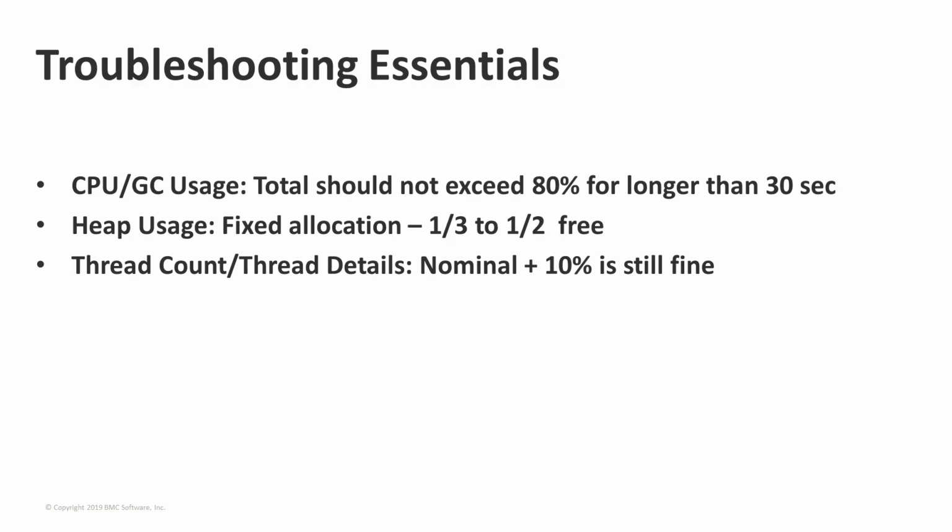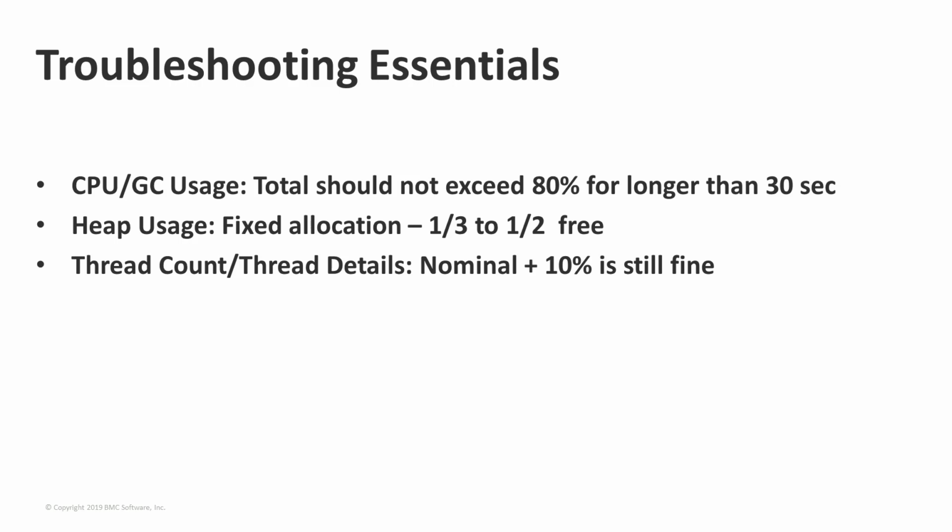So the answer is you can treat that as 4 logical CPUs, and that's all you can say. Troubleshooting essentials. It's a nice point in time to recap what we have discussed so far. The first part is the CPU and GC. The basic rule is that usage should not exceed 80% for longer than 30 seconds. The reason is that if you have an application running as a service, it has to serve not just one user but many, many users. When CPU usage exceeds 80% for longer than 30 seconds, some users will suffer, and they will complain, and you will hear about that.